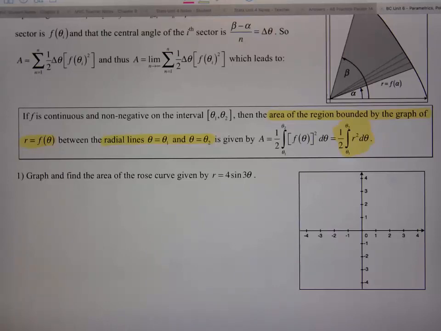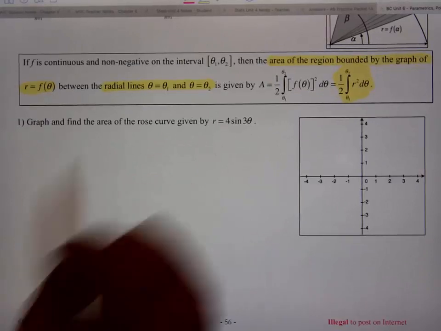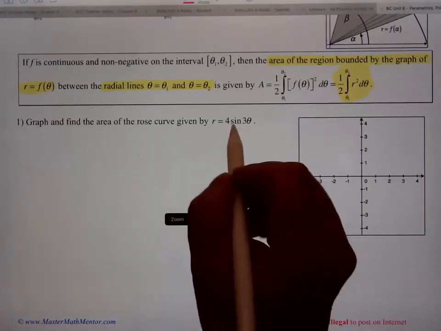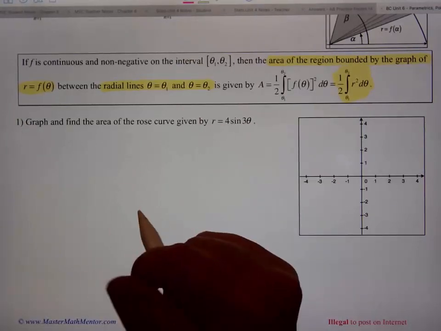Okay? Now, fifth period, I was very forgetful on putting the 1/2. Watch me, make sure I don't forget to put the 1/2 in front of our integral as we do this. Okay? So let's take a sample problem. Graph and find the area of a rose curve given by this formula right here: r equals 4 sine 3 theta.